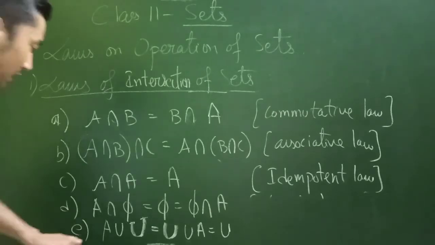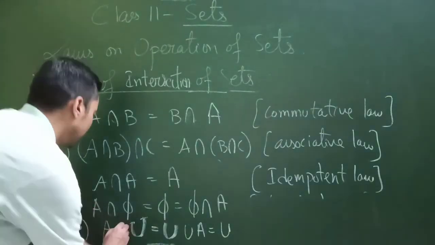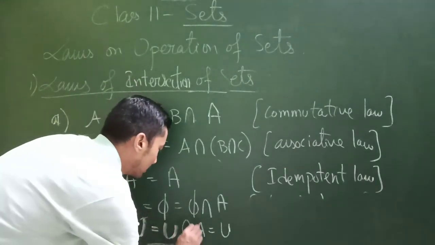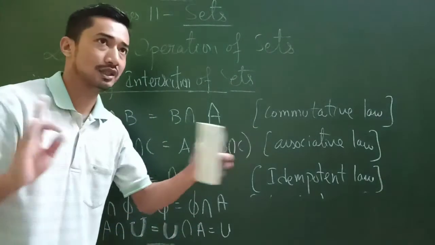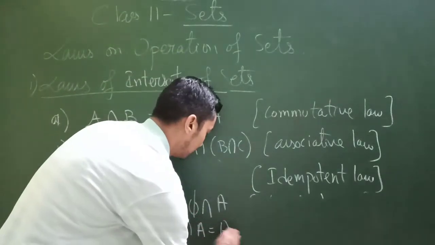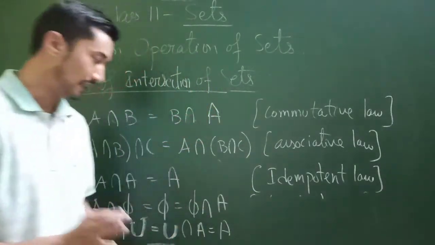Then what about A intersection the universal set, and universal set intersection A? Intersection means common, so it's going to give us, yes, you thought it right, A. Correct.